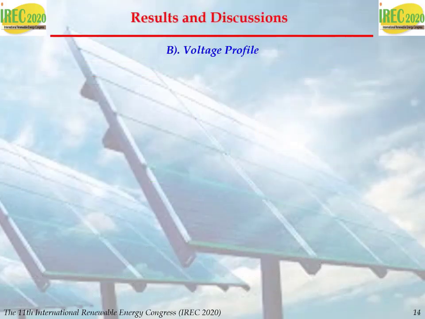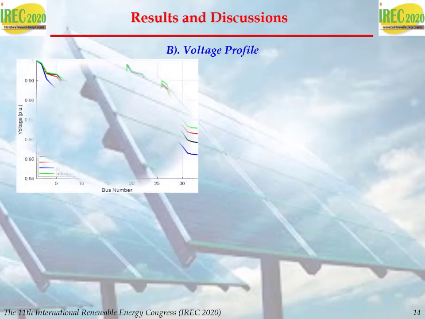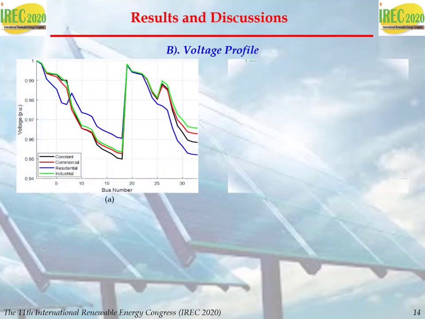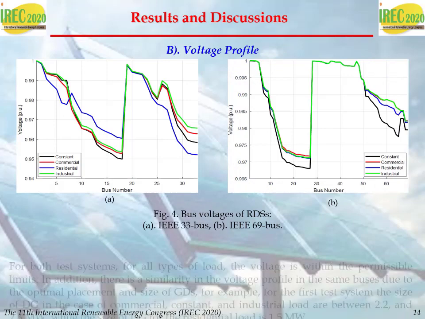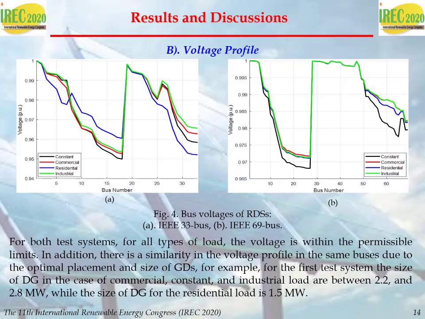The bus voltage profiles of the two tested systems are represented in figure 4. For both test systems and for all types of loads, the voltage is within the permissible limits, which are plus or minus 5%. In addition, there is a similarity in the voltage profile in some buses, like buses 3 to 13 for the first test system. This similarity is due to the optimal location and size of DG.